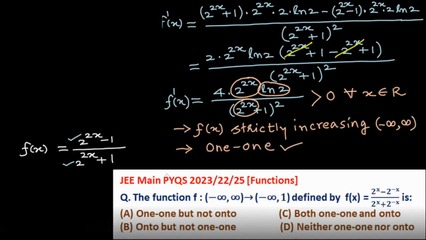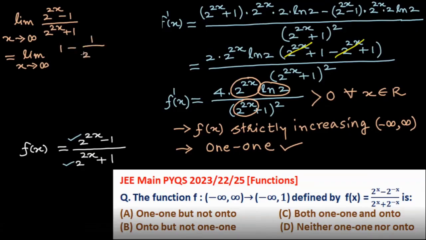Now to check whether the function is onto, we will take the limit of the function (2^(2x) minus 1) upon (2^(2x) plus 1) as x tends to infinity. Dividing numerator and denominator by 2^(2x), we get (1 minus 1 upon 2^(2x)) upon (1 plus 1 upon 2^(2x)). As x tends to infinity, the limit will be 1 upon 1, that is 1.